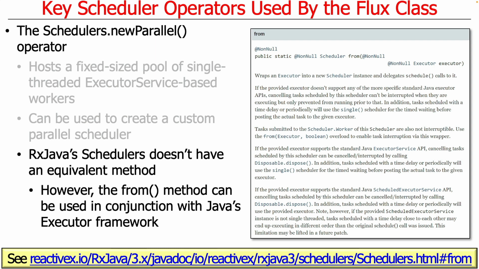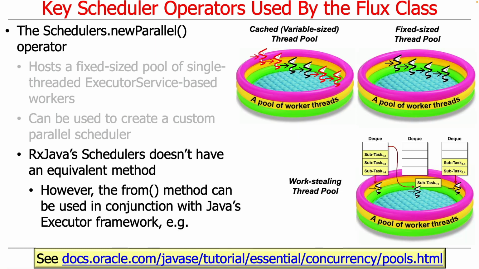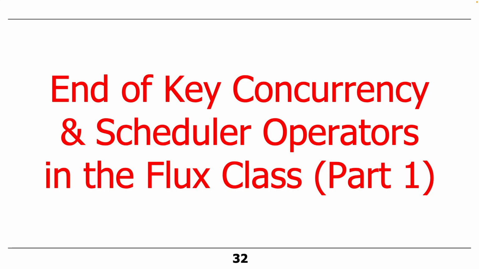And you can use the from method on the RxJava scheduler in conjunction with Java's executor framework to spawn custom thread pools if you so desire. And here are some examples of the kinds of things you can make with this particular approach. You can make a fixed-sized executor, you can make a variable-sized executor, or you can make a work-stealing executor. We're not going to spend a lot of time talking about that. That's just for broader understanding. So that's the end of the overview in our discussion on key concurrency and scheduler operations in the Flux class. And as you can see, we'll talk about other operators later in other parts of this course.